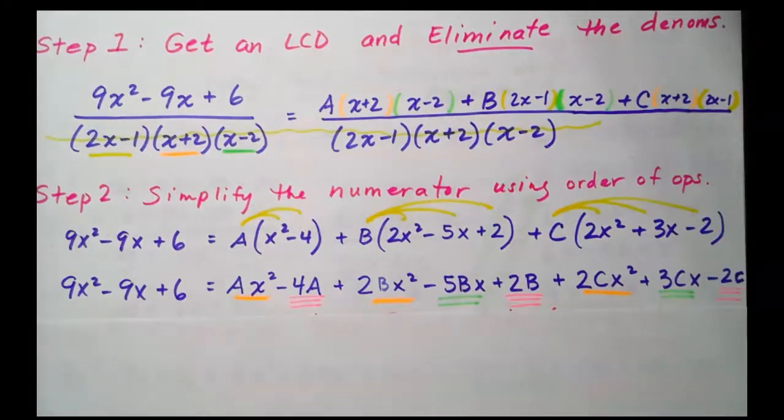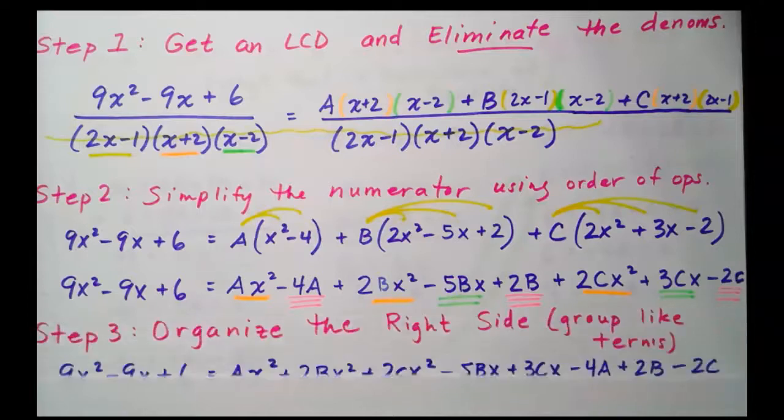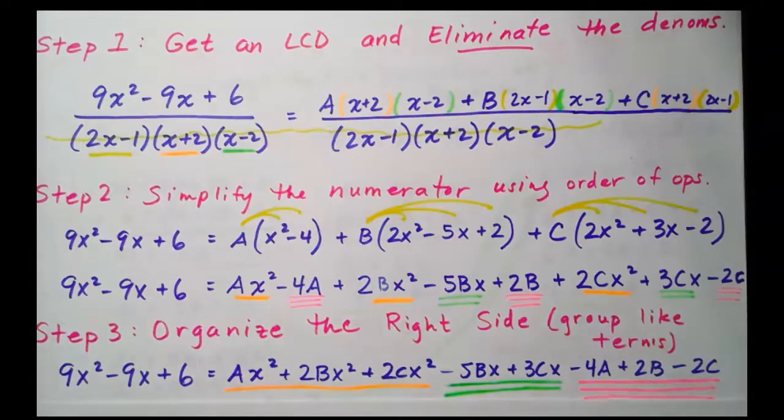Okay, so we used order of operations to distribute the A, distribute the B, distribute the C. And now we need to organize this information. So I've got our like terms color coordinated, and we're going to use the associative property and the distributive property to put together the terms that go together for the next step. That's step 3. Organize the right side. We're going to group the like terms together.